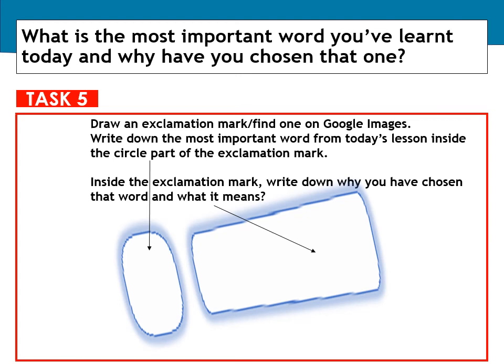Write down the most important word from today inside the circle part. So say for instance you could write source or something like that, with my mouse writing, which is awful. And inside the exclamation mark, write down why you have chosen that word and what it means. So if I was to write source, I could write something like because it's the start of a river and where the river journey starts, or something like that. Just whatever you think is the most important thing that you've learned today. It could be drainage basin, could be confluence, it could be anything like that. So just do the exclamation mark as a summary of today's lesson.